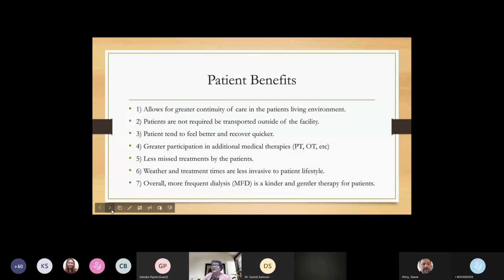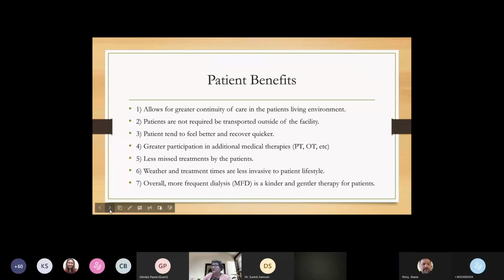And because we're able to dialyze them in their home environment, patients tend to miss fewer treatments than they do when they are transported outside of the dialysis facility. There are a number of reasons that patients miss treatments. One of them is that the time it takes to get them up and get them dressed and get them around and into a chair and loaded up into transportation to be transported is hard on somebody who's recovering from an injury or who doesn't feel good already.